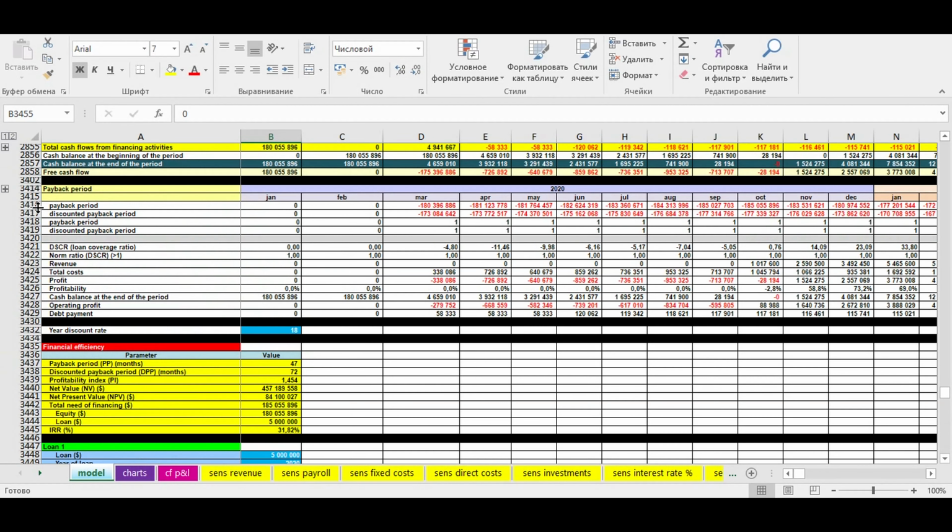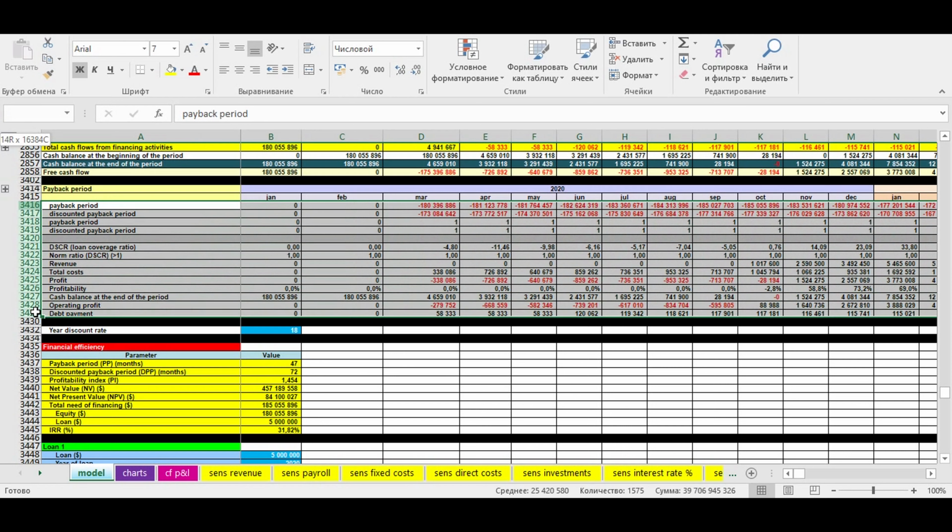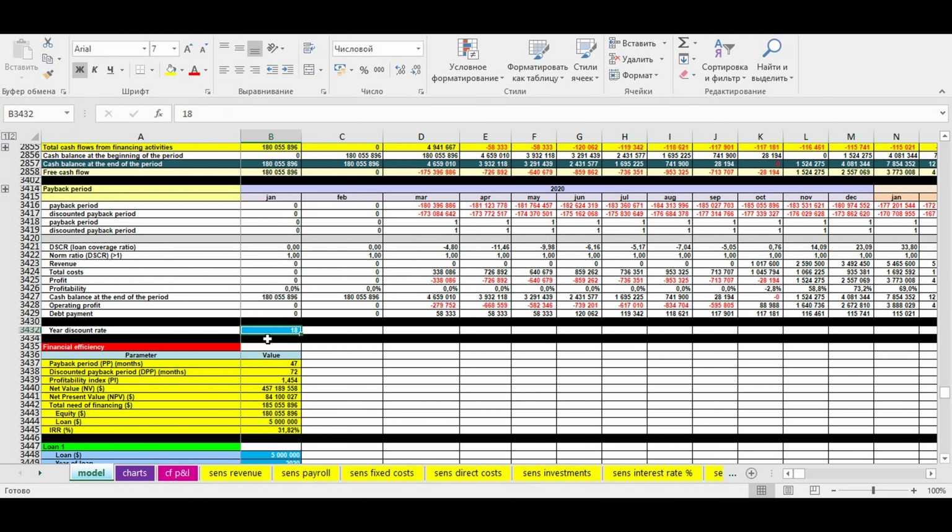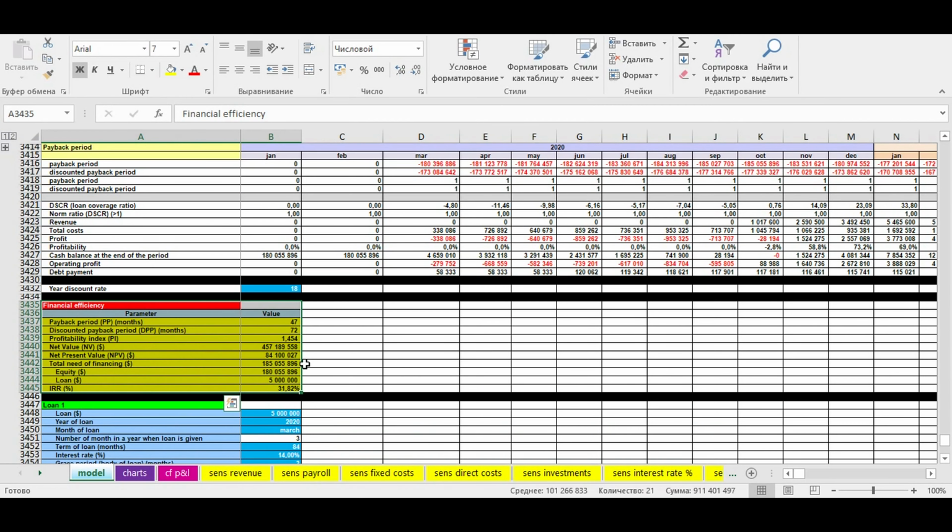After cash flow statement, we can see lines with profit and profitability. Then you can set a discount rate and look at the final financial efficiency parameters of your manufacturing company.